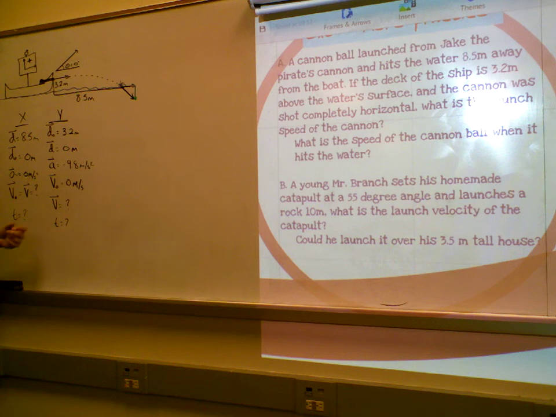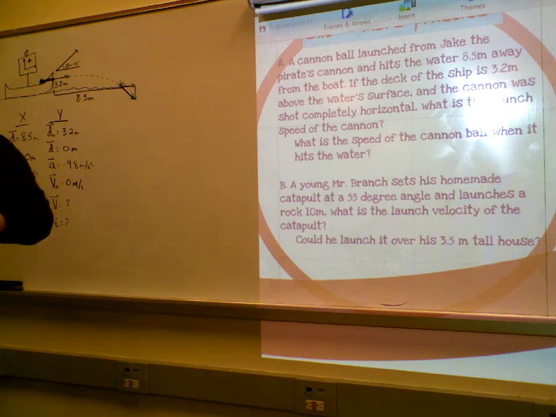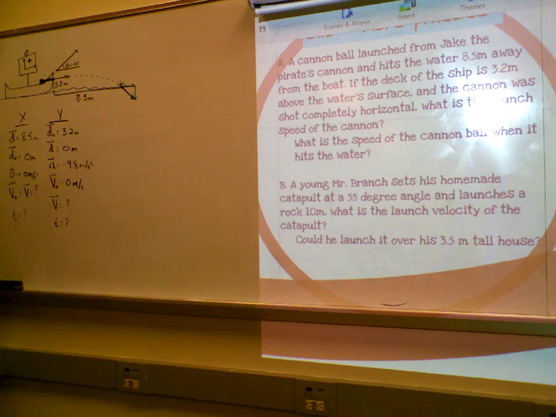Does time in the y affect time in the x? Yeah, because they are both equal. Time is not a vector, but a scalar quantity. So the time in the x is the same as the time in the y. So if we can use this y direction to find the time, we can figure out the velocity in the x. Does that make sense?